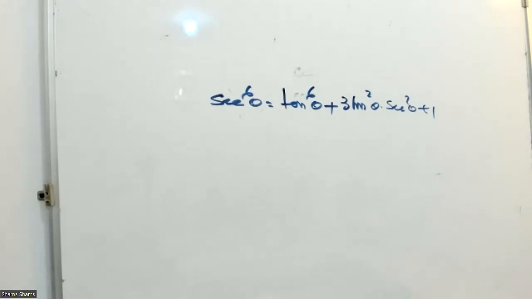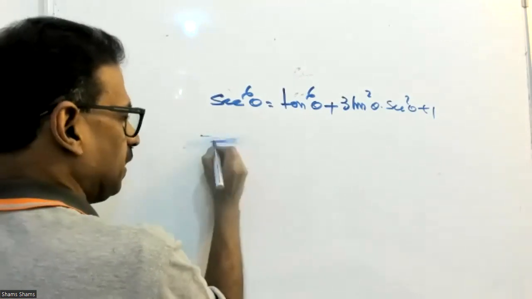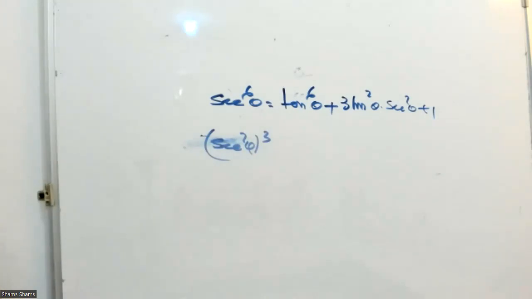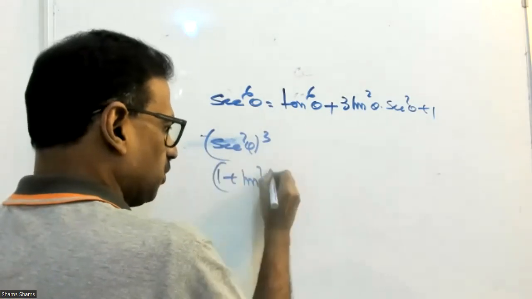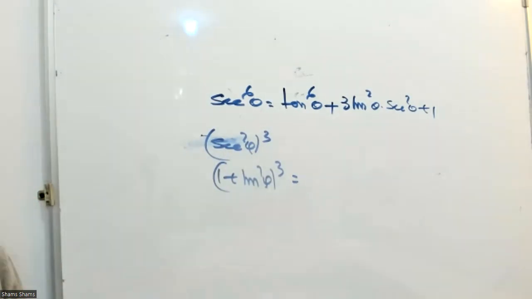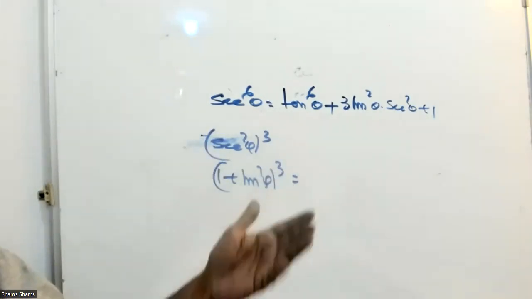I'll give the hint. If you are planning to take the RHS, which I did, no, don't take the RHS, take the LHS. Look, sec square theta is what? No, this one: sec square theta whole cube. Agree or no? 2 into 3, 6. Sec square theta is 1 plus tan square theta whole cube. Expand: (a plus b) whole cube is what? a cube plus b cube plus 3ab into (a plus b). You will get it.